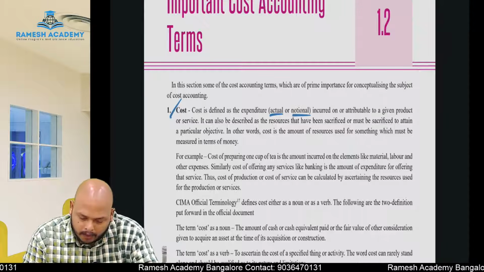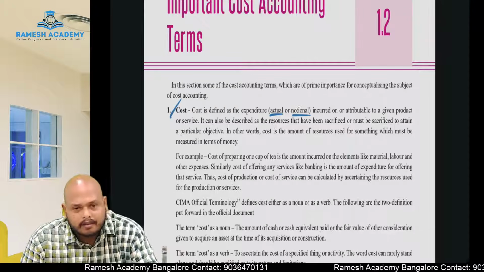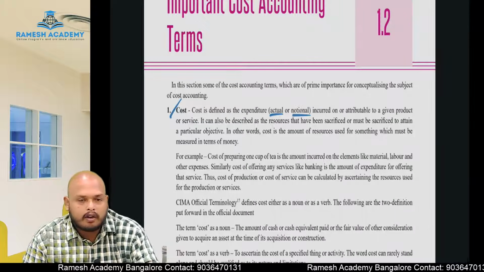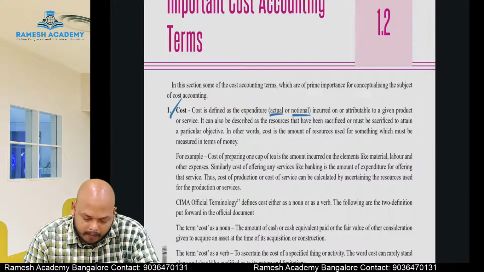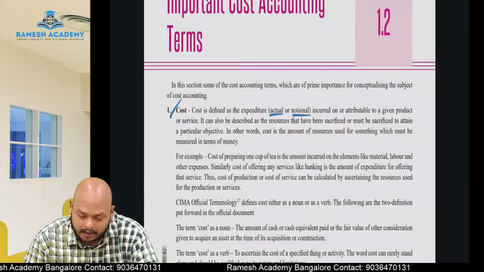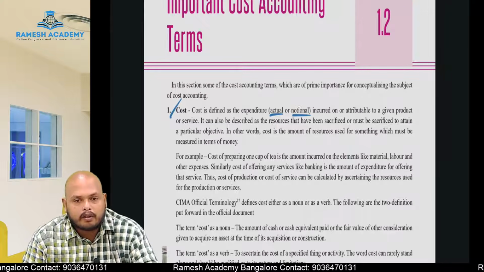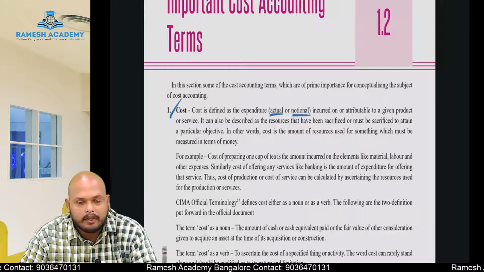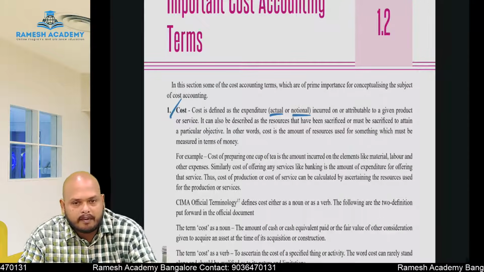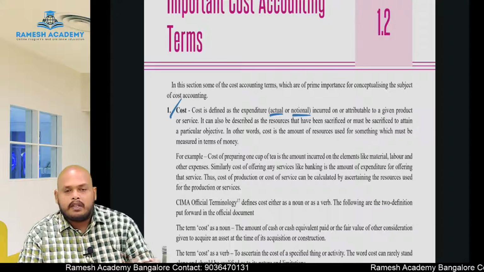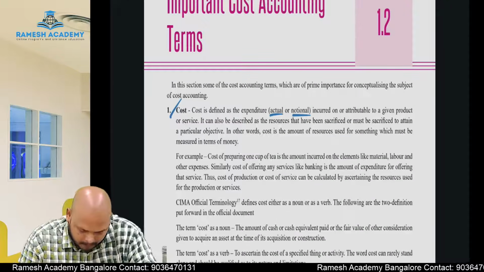Or an amount attributable to a given product or a service. Generally here, cost is incurred not only for products, but sometimes also for services. It can be described as a resource that has been sacrificed or must be sacrificed to attain a particular objective. Here the particular objective is what? The objective of each and every business organization is to produce finished goods, because they will produce finished goods and sell them in the markets.